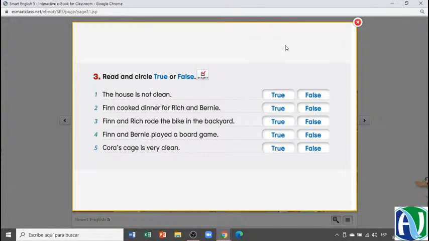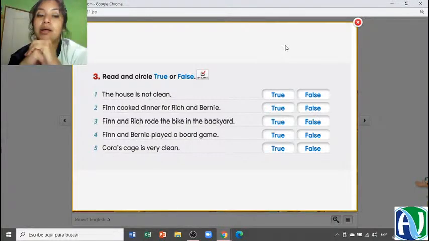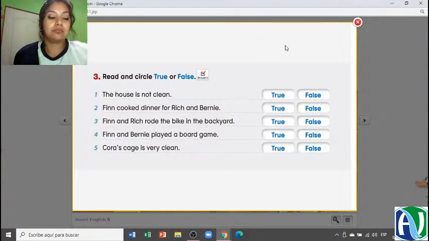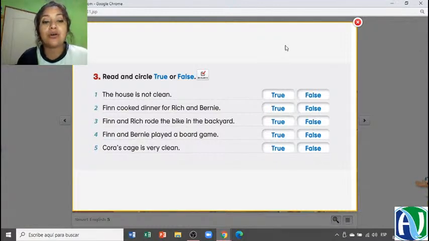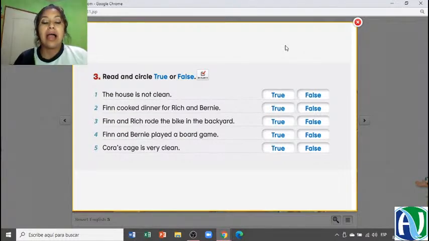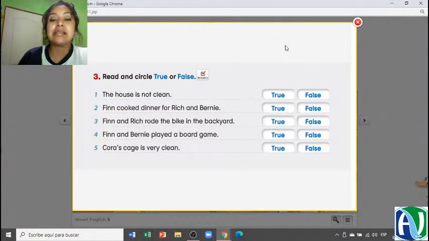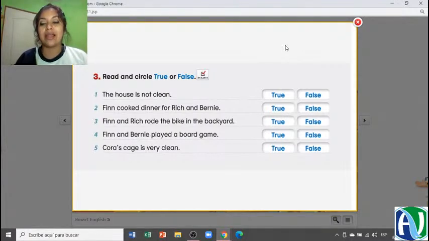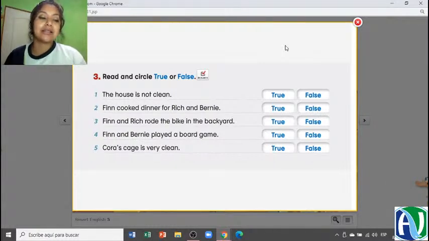Okay, here we have our reading comprehension. Ya tenemos aquí nuestra comprensión de lectura. So, let's go work on that, right? Vamos entonces a trabajar en esto. Read and circle true or false. Lee y encierra en un círculo falso o verdadero. I'm going to read the questions and try to remember, and then I'm going to show you the answers, okay? Voy entonces a ir leyendo, voy a tratar de recordar cómo fue que decía la historia y luego voy a mostrarles las respuestas.